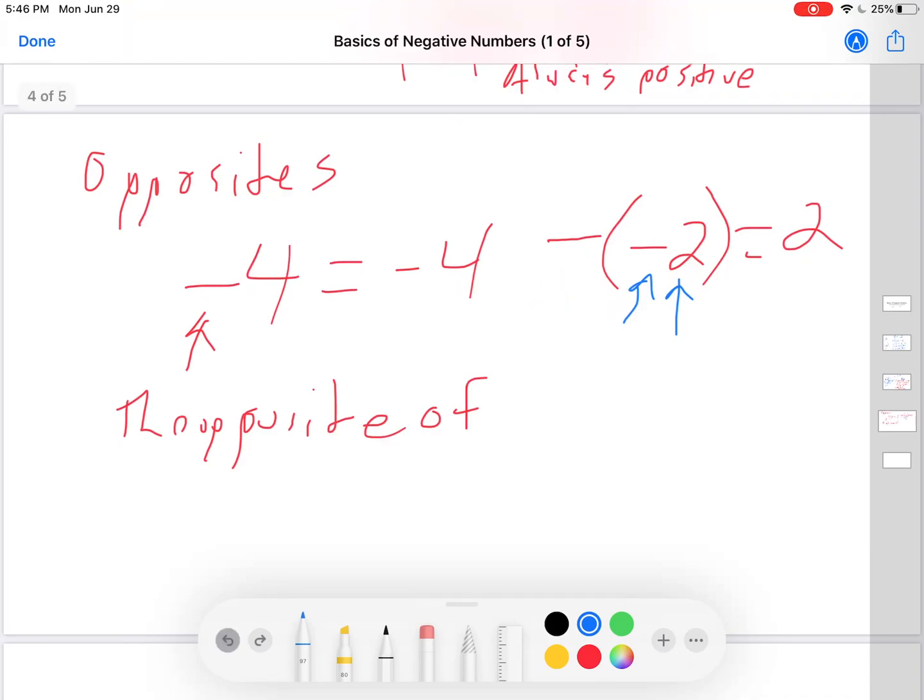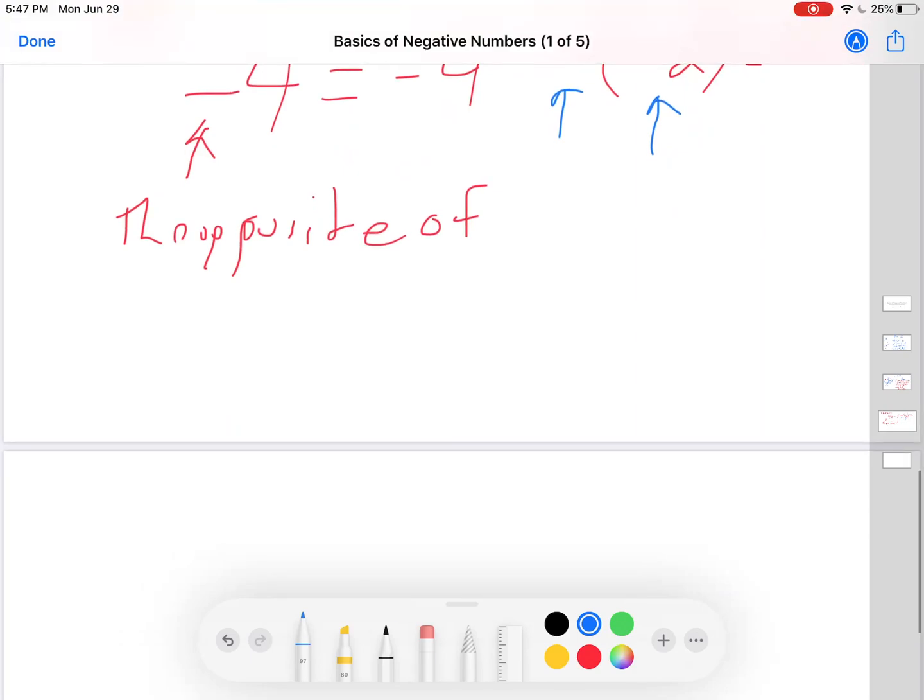Or, equally valid, I could say that this is negative 2, and this makes it the opposite of that, which is positive 2. So you see, it doesn't make any difference if you call that negative or if you call it the opposite. It means exactly the same thing. So this is the opposite of negative 2, or it is the opposite of 2. Still 2 either way.